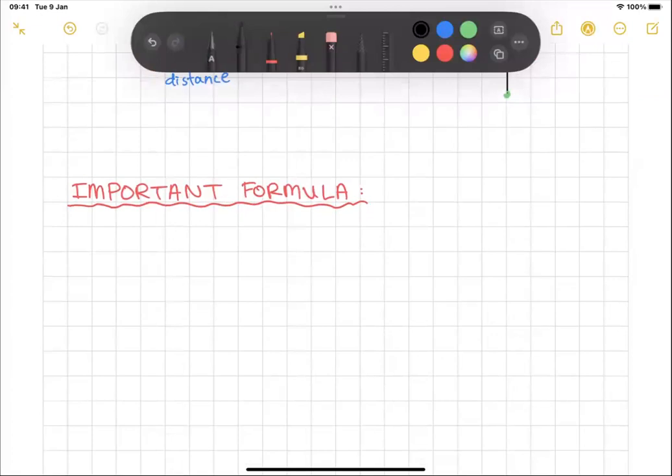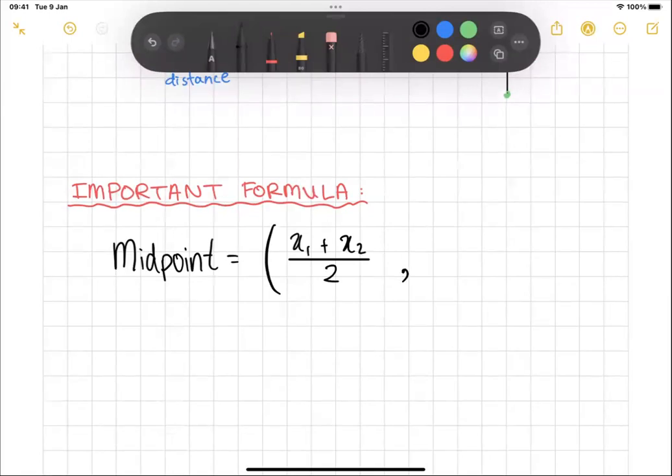So let's go into the important formula to figure out the midpoint. We said to find the midpoint, we need to find the average of the x and the y coordinate. So this would be the formula. It'll be x1 plus x2 all over 2. That's me finding the average, comma, because it needs to be a coordinate. I'm talking about graphing a straight line now. Comma, y1 plus y2 all over 2. That's my y value for my coordinate.